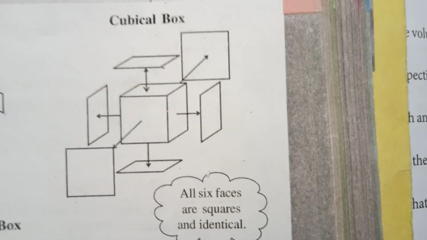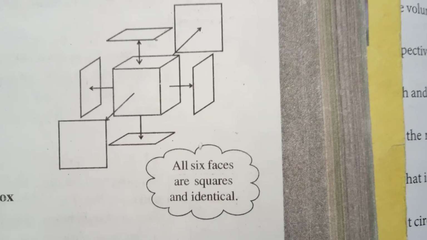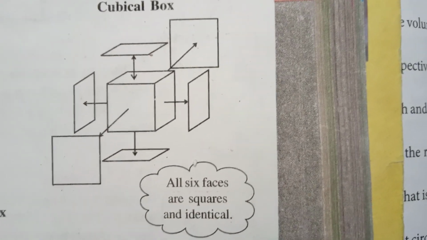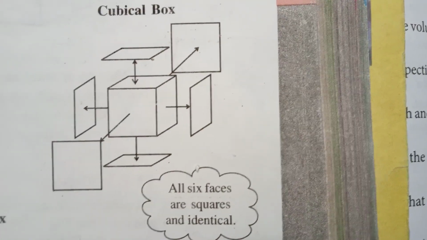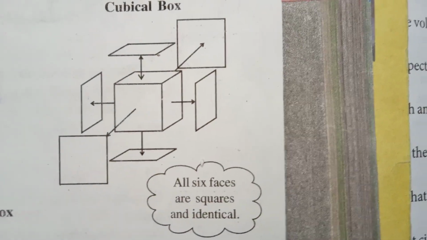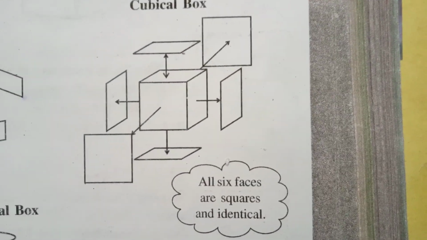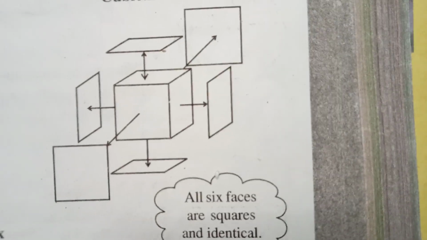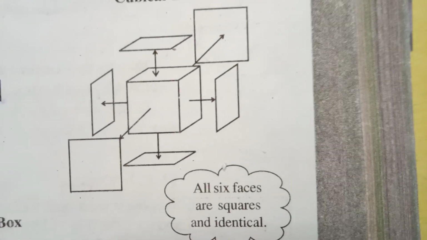Now we are seeing a cubical box. All six faces are squares and identical.